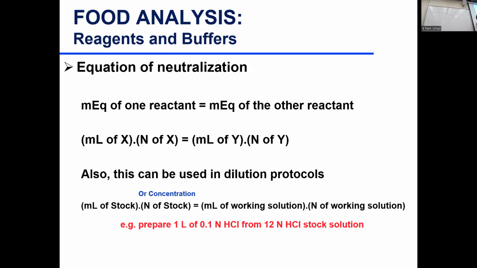And we're going to use it a lot when we're doing dilution protocols, when we are diluting to prepare a certain concentration of a particular reagent. So when we buy HCl from the market, it's usually a concentrated HCl container. And then we need to prepare a specific concentration for our experiment. So in this case, we buy a solution of HCl, a bottle that has a normality of 12 normal. And I ask you to prepare 1 liter of 0.1 normal HCl.